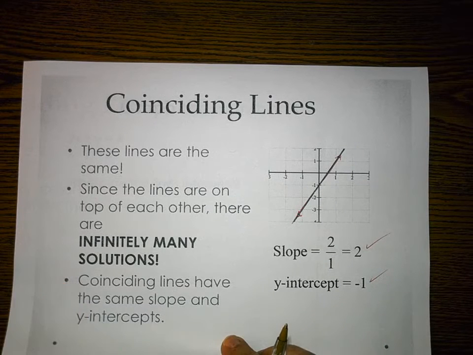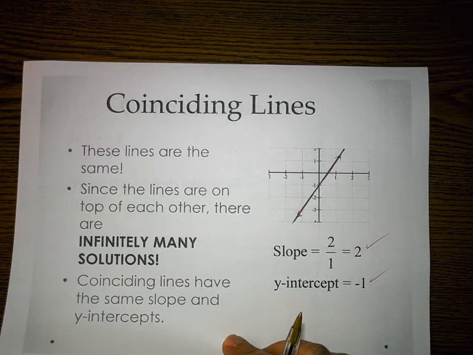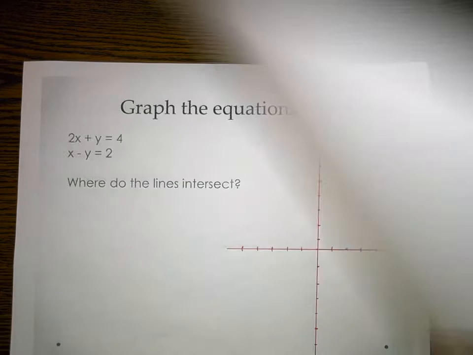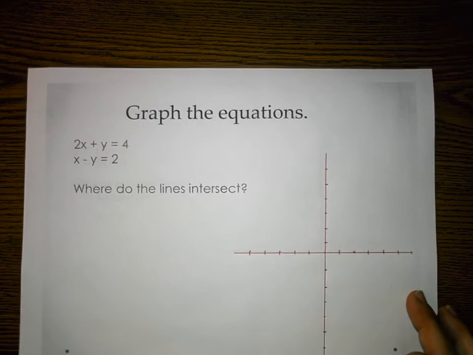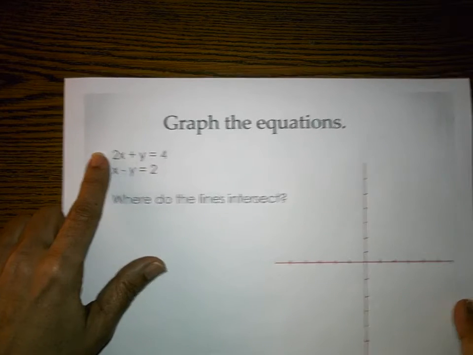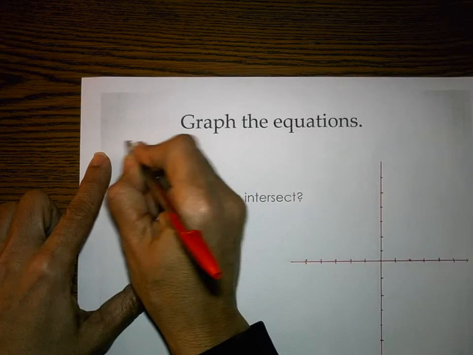So those are the three possibilities when we're dealing with graphing lines. They'll either be the same exact lines, they'll intersect because they're different lines, or they're parallel lines, they're never going to touch each other. So if you give me a problem, graph these two equations.